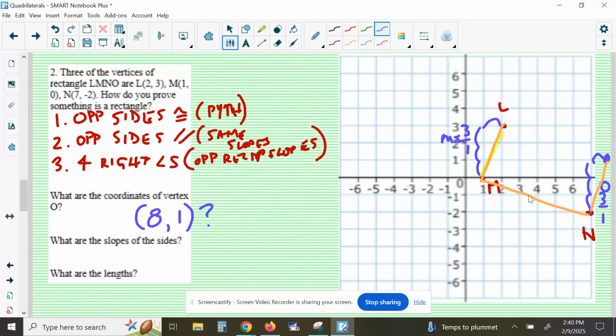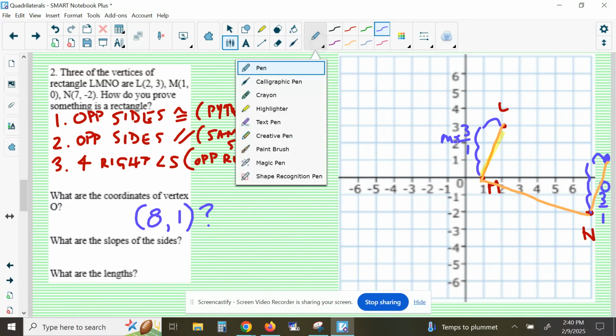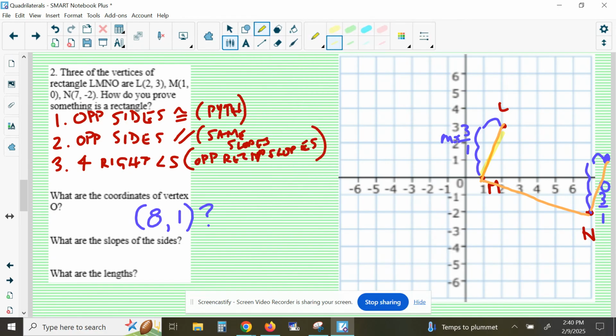Now let's check the other opposite sides, because those two match. So that means this piece and this piece would have to match also, right? Sorry about my sloppy line there. Okay, so let's check the slope of this bottom one. It is going downhill. So what's going to be true about the slope? The slope is going to be negative, right? So I can go from either point. Remember, I could start at M or N, whatever I like. Let's mix it up. Let's go from M.